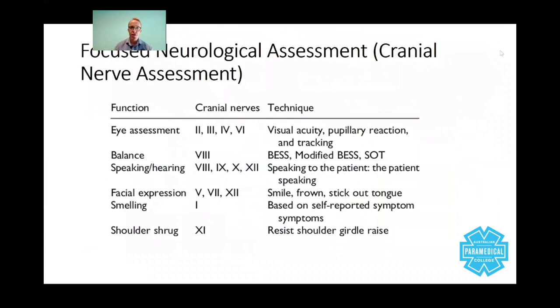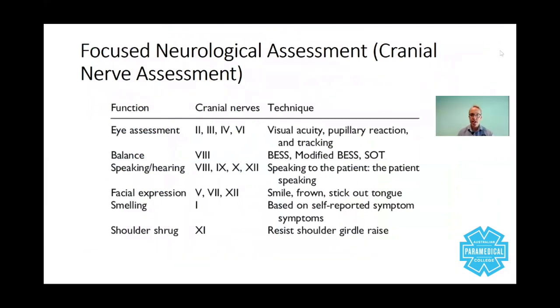So let's just start with this one. Here's your focused neurological assessment. On here, you can see in Roman numerals, you've got your different cranial nerves. You've got 1. So basically by asking your patient to do all of these things here, we're not going to go into these today, you're basically assessing the cranial nerves.